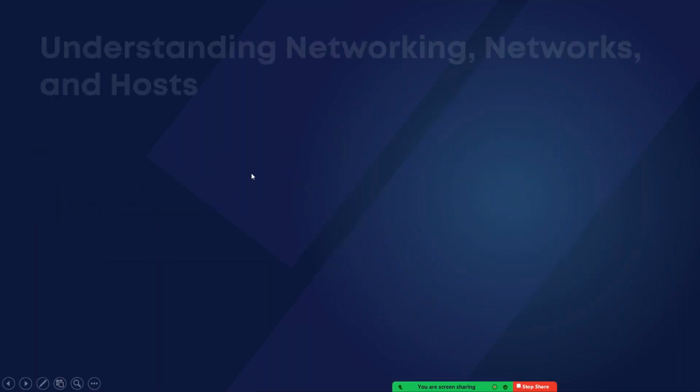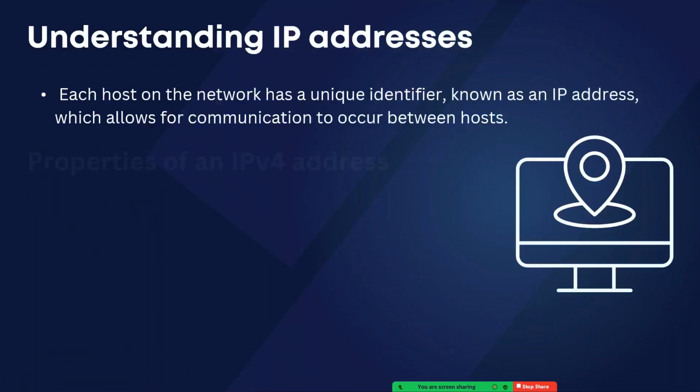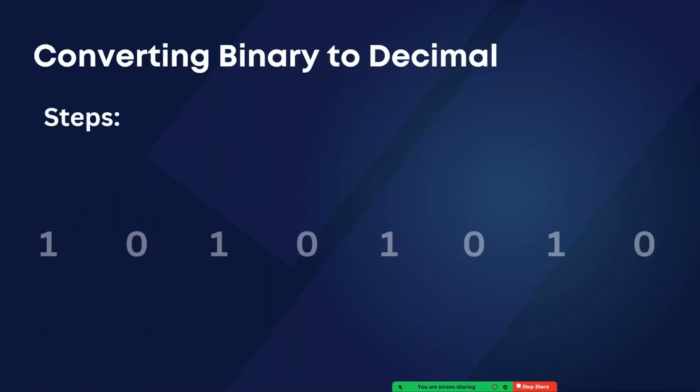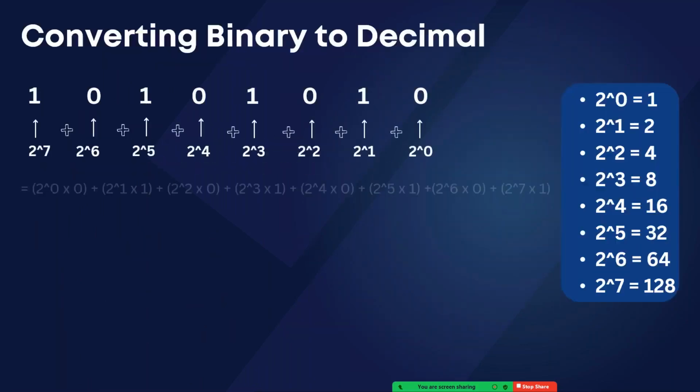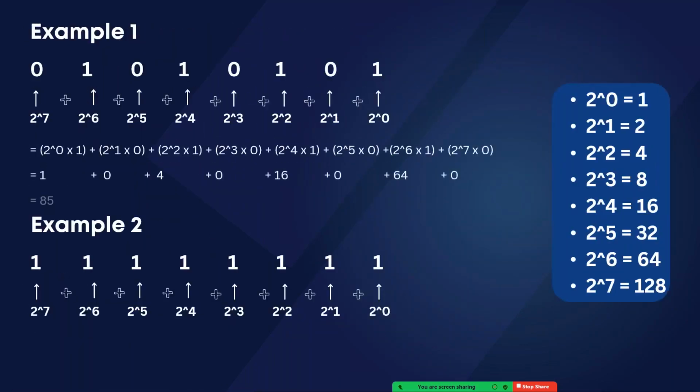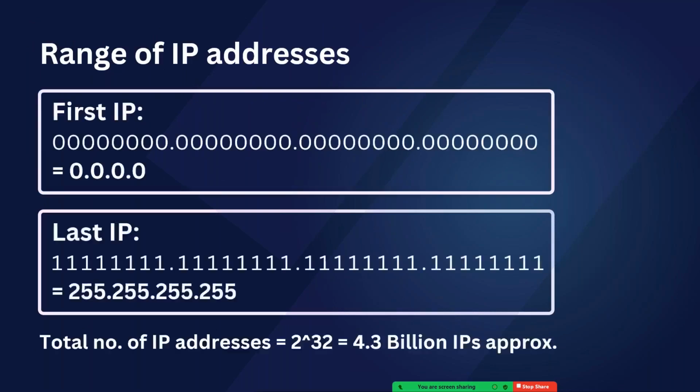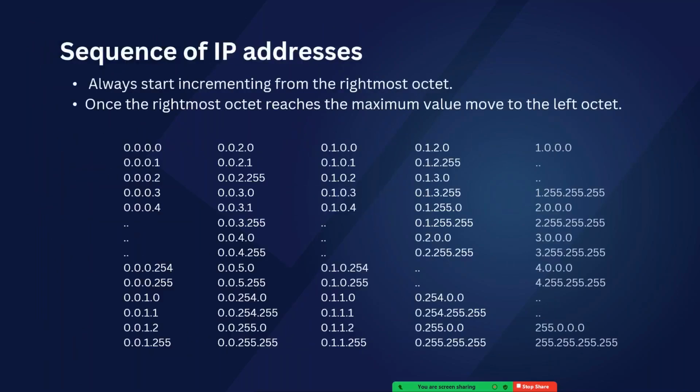Now, in the last class, we covered up to the point of public and private IPs. I suppose, if I remember correctly, I covered the conversion from binary to decimal. We covered the range of IPs. We covered the sequence of IPs.